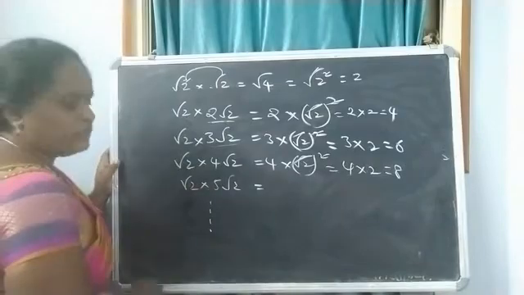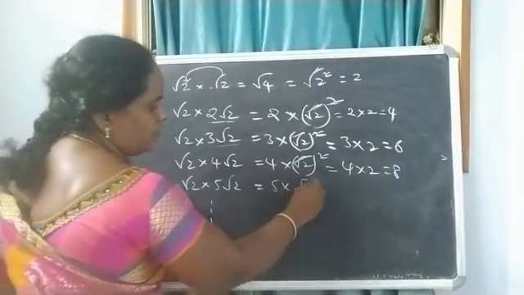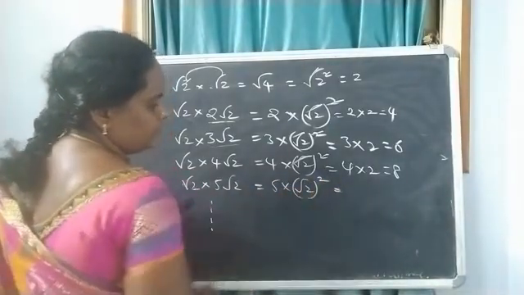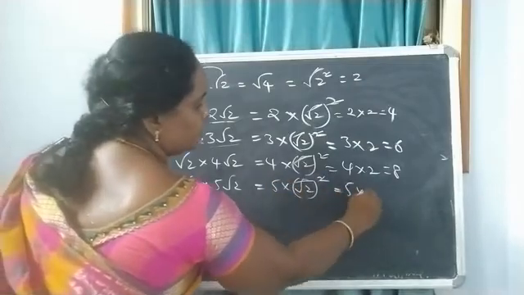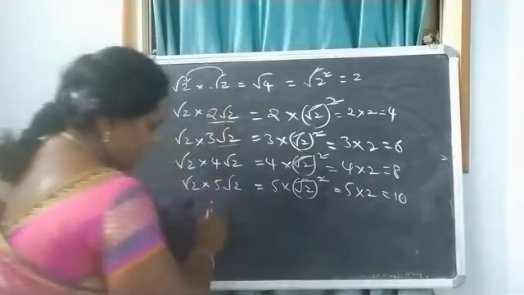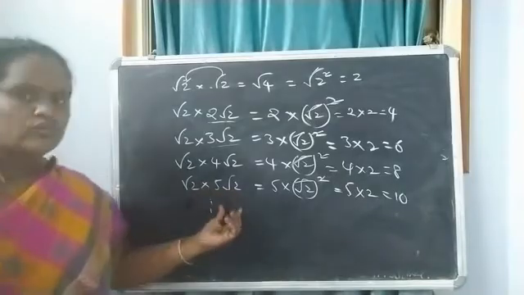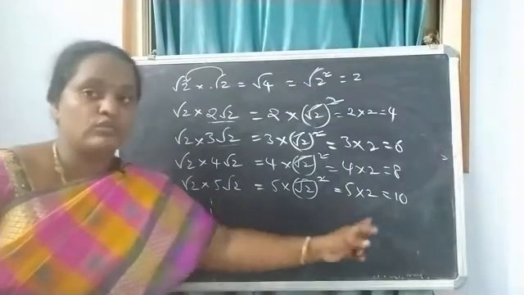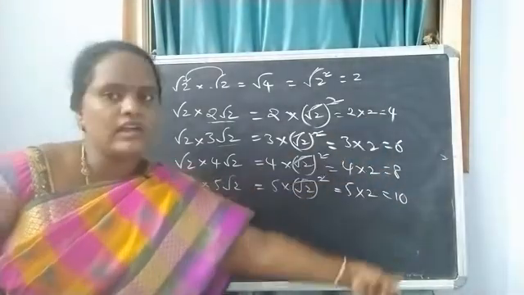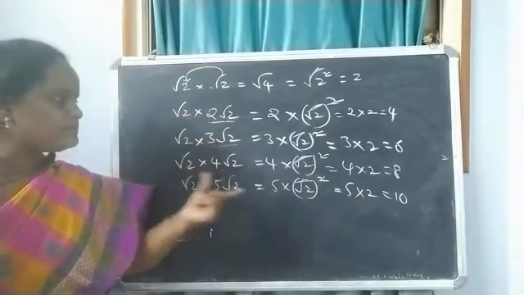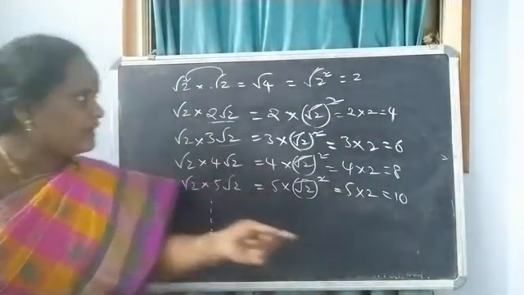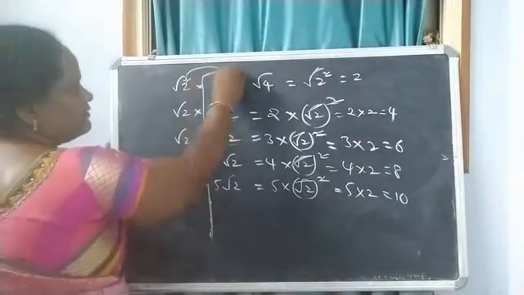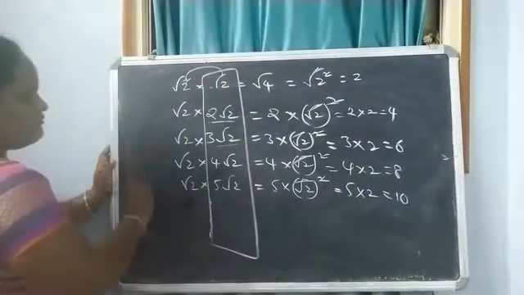Root 2 into 5 root 2. So 5 into root 2 whole square. Square and square root cancel, 5 into 2 that is 10. So like this, even if it takes 6 root 2, 7 root 2, 8 root 2, also we get rational number. So when we multiply two irrational numbers, we are getting rationalization. So here all these are rationalizing factors of root 2.